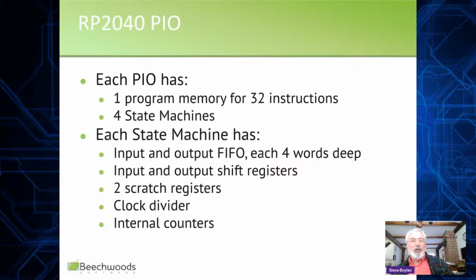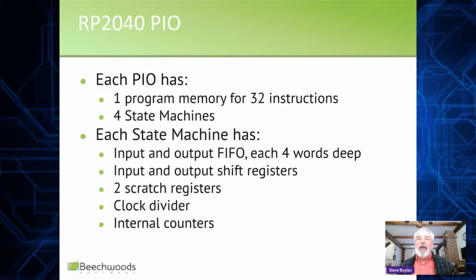Each of those 2 PIO devices has a program memory for 32 instructions, so they're completely separate. And it contains 4 state machines, which execute the instructions. Each of those state machines has an input FIFO and output FIFO, each of which is 4 words deep. It has input and output shift registers. For example, if you're doing serial communications like SPI or I2C or even a UART, you feed the data out through the shift registers. There's also a couple of scratch registers that you can use for counters and so on.